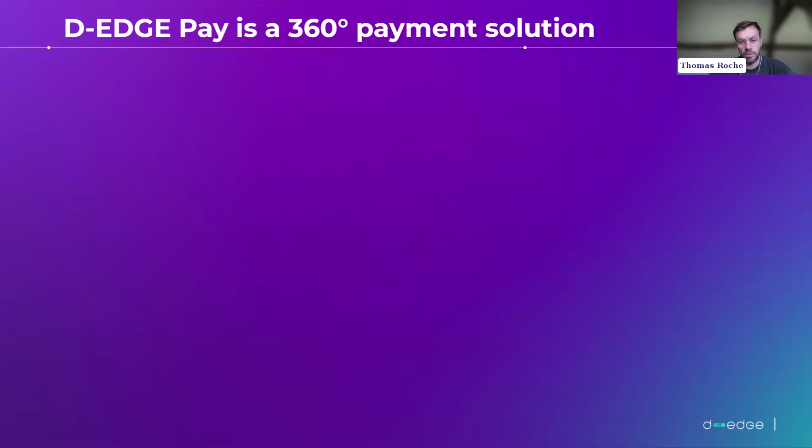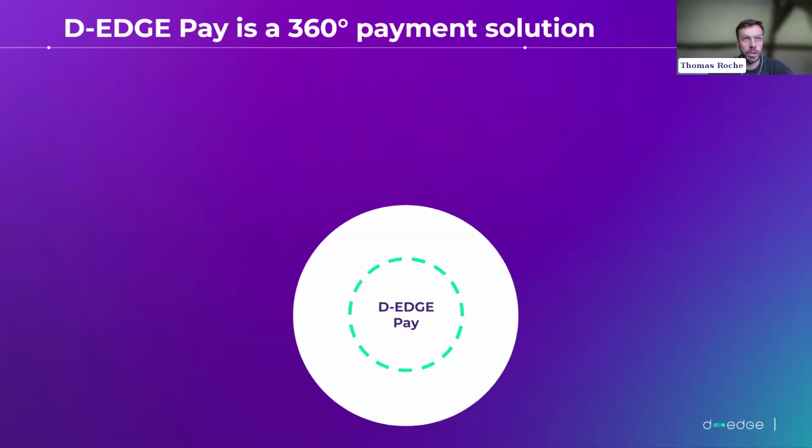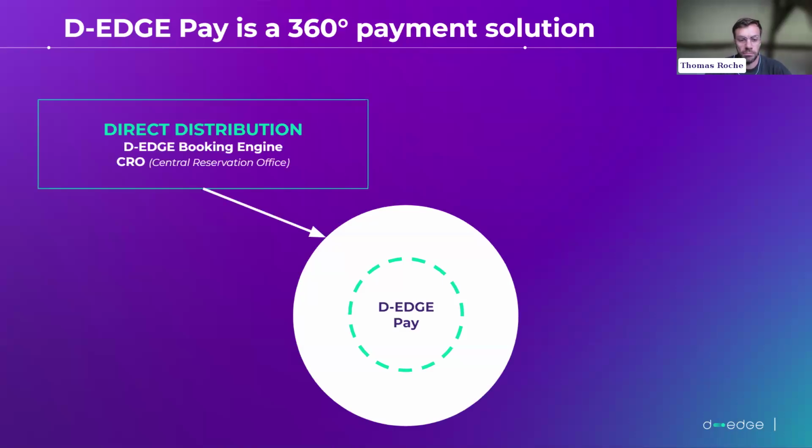Why DHP is a 360 payment solution? First, because DHP is at the very heart of the DH solution, meaning that DHP is connected to all the direct distribution channels we have at DH. So of course, all the DH booking engine solutions that some of you probably already used. We also have a connectivity with the CRO, the DH call center solution, the Central Reservation Office.